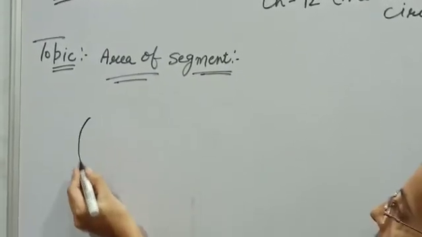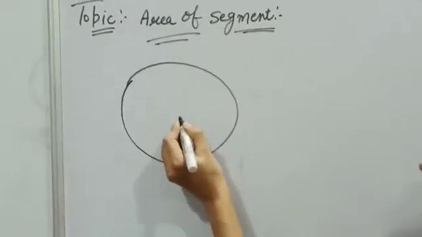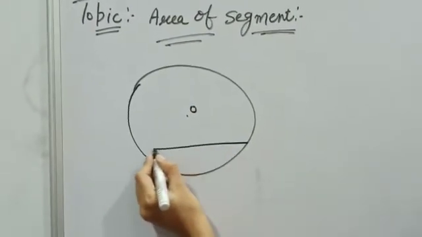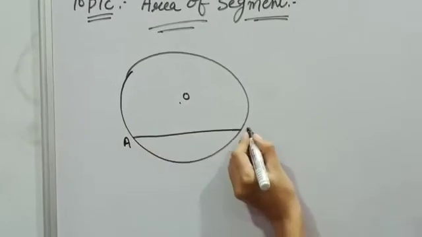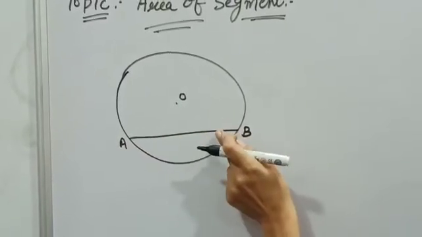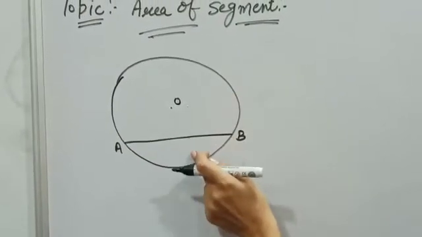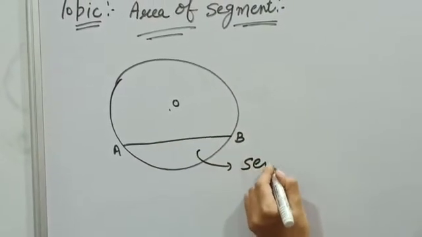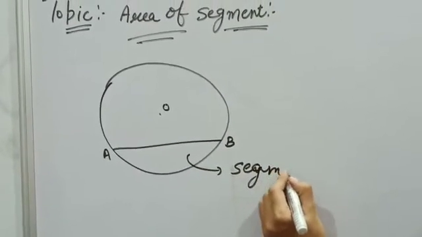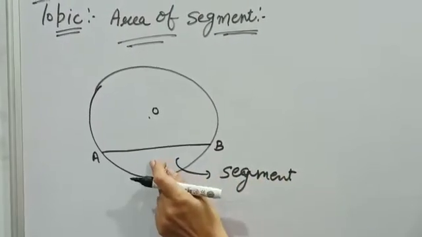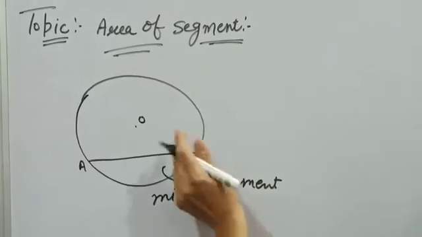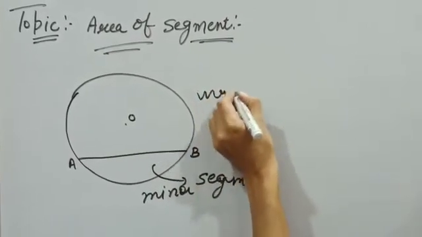If we draw a circle with center O, and draw any chord AB of the circle, then the chord AB divides the circle into two parts, and these two parts are called segments. The smaller one is called the minor segment and the bigger one is called the major segment.